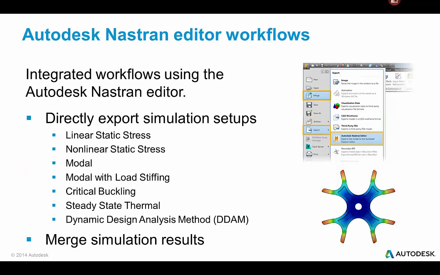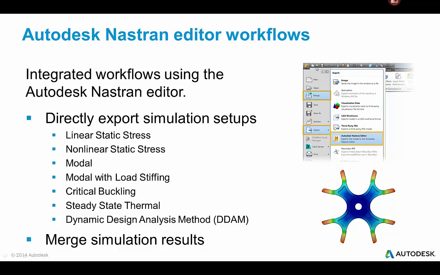We're of course working on integrating those types of results into the Simulation Mechanical results interface in future versions, but for the time being, you have access to all those within the editor. Now the next question becomes, how do I go to this Autodesk Nastran editor? So we've enabled some new workflows for these new tools. The first one is the export, right? How do I export a model?